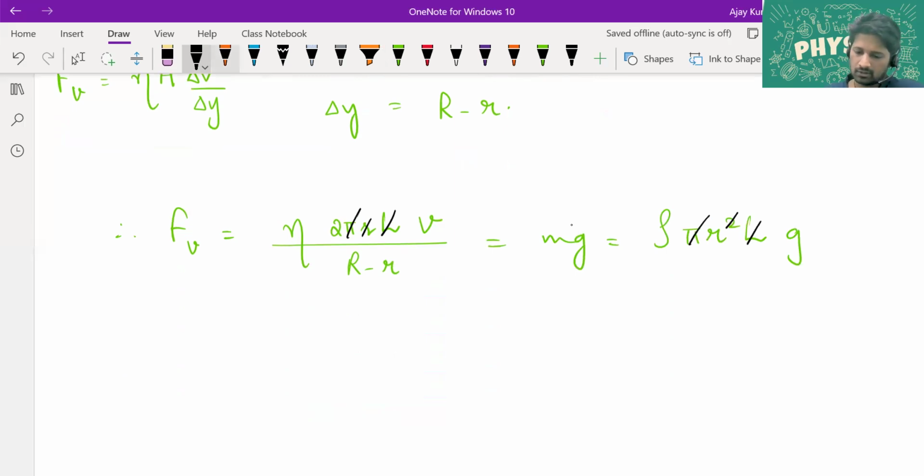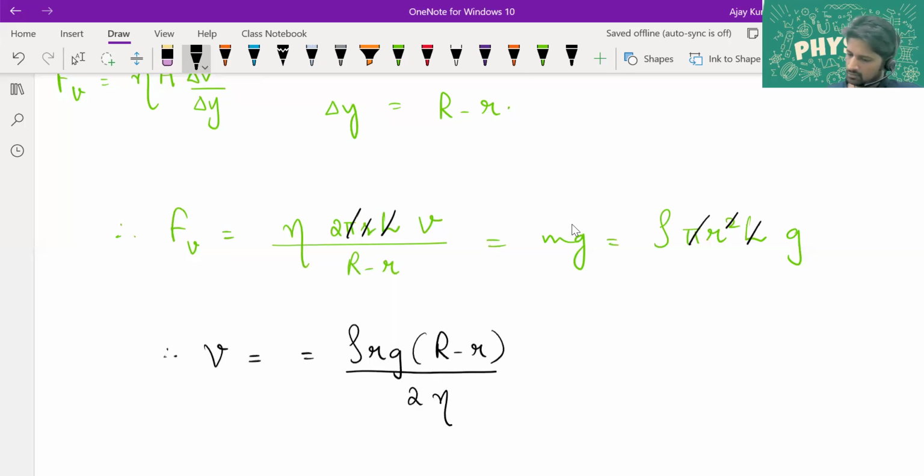Therefore, the terminal speed, or the final steady speed with which the cylinder falls, is rho, one small r is there, g, capital R minus small r, divided by 2 eta.